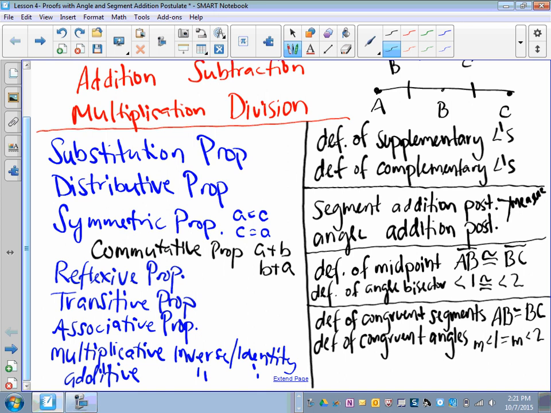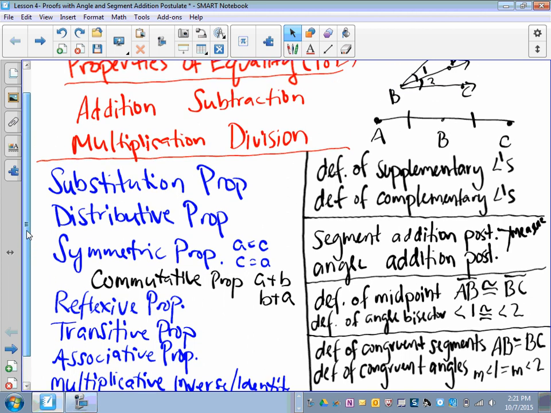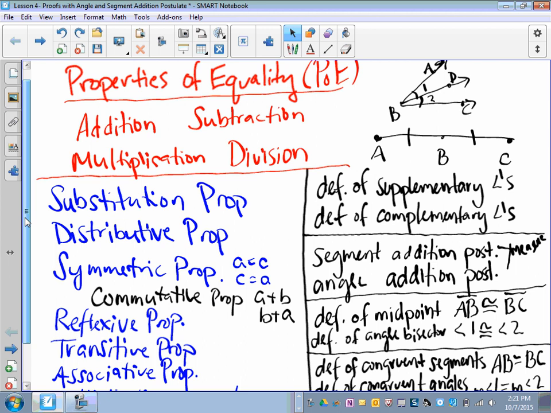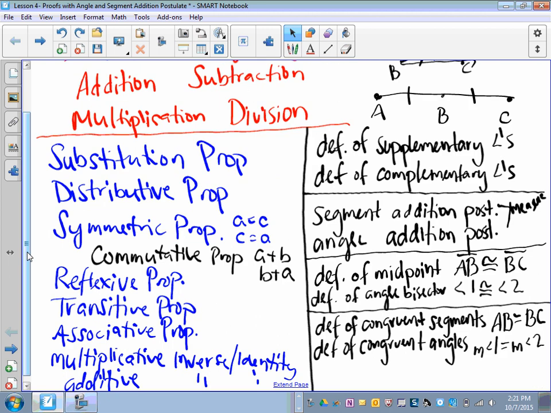Questions on all this information? This is just a fraction of what you've already learned this year. Isn't that a lot? Yes. Congruent is with a squiggle on top. When we talk about measures, we talk about lengths that are equal.